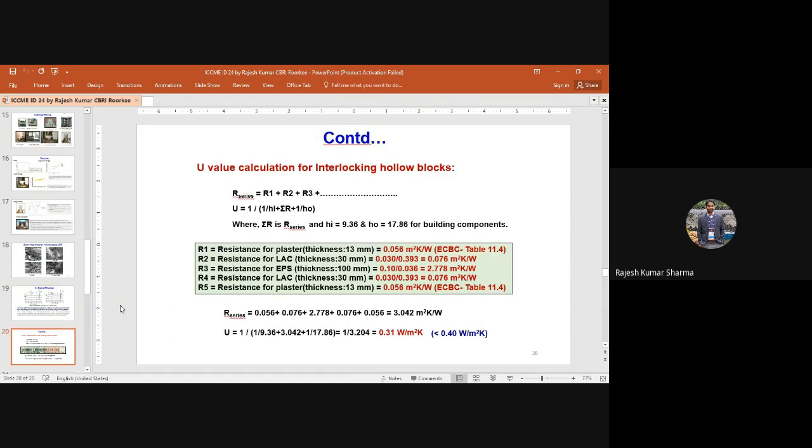of denser microstructure. Finally, in the last, we have determined the thermal performance U value, and through calculation we have determined the U value as 0.31, which was less than 0.40 as per ECBC guidelines.